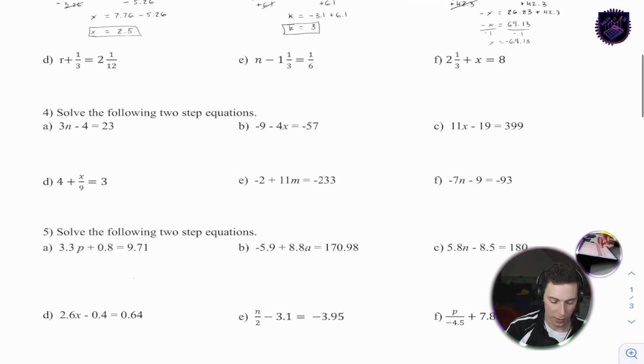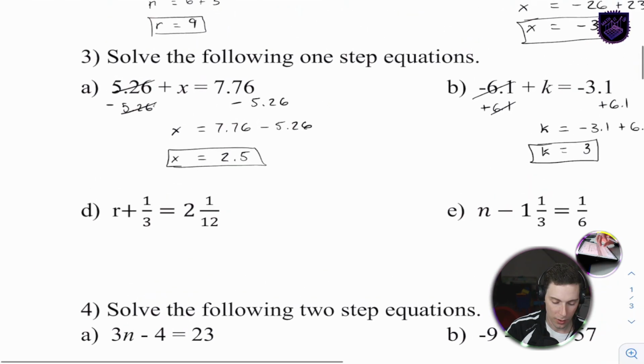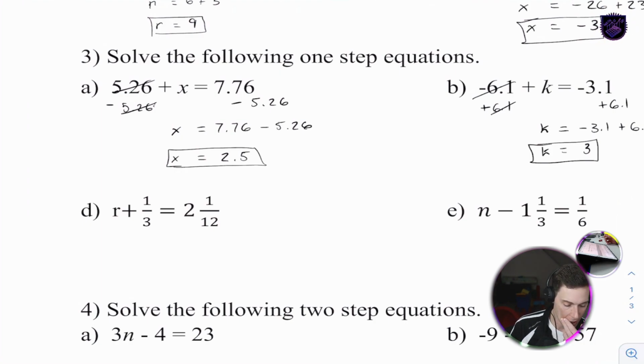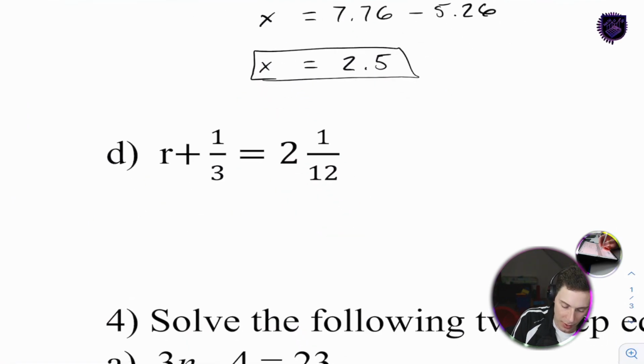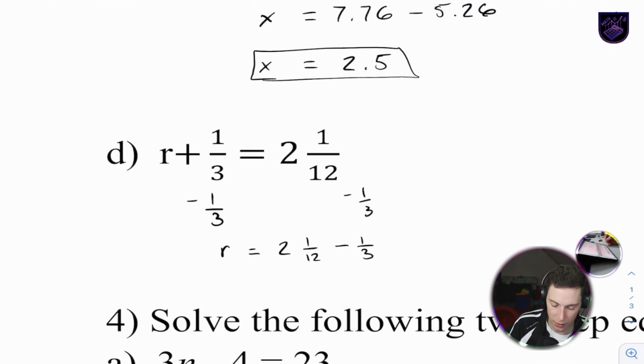All right, let's move on to the next one here. 3d. R plus 1/3 is equal to 2 1/12. Oh my goodness, fractions. Haven't seen fractions in a little while. All right, so we're going to have to subtract 1/3 from both sides. And this is going to be r, r is equal to 2 1/12 minus 1/3.